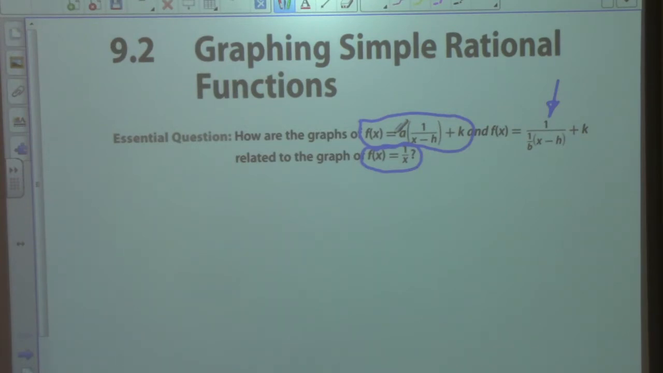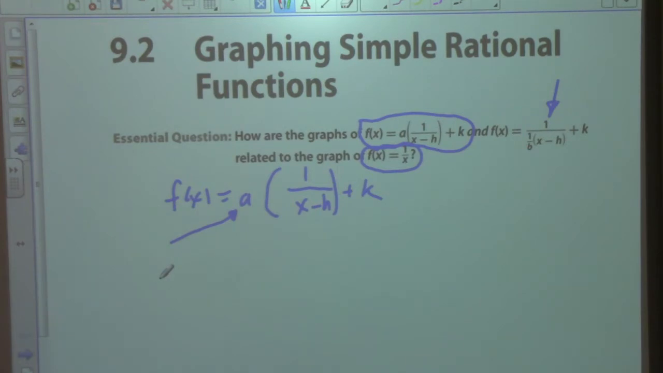Okay, let's talk about this function f of x, which is equal to a times 1 over x minus h plus k. We're going to briefly discuss what these different parameters do. First thing we're going to look at is this a. What is the role of a?